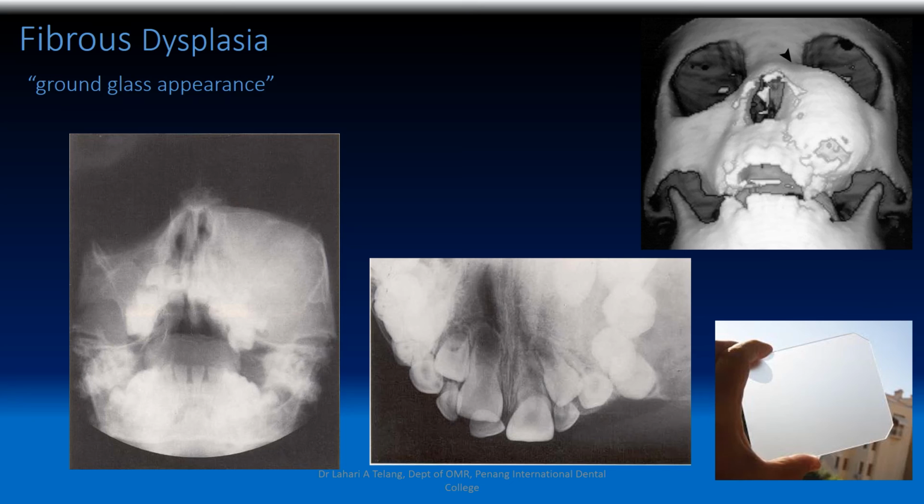Again, another appearance of fibrous dysplasia. This is more like a ground glass appearance involving the entire maxillary sinus and maxilla. On the CT scan, it also shows a large radio-opacity, and this is what is called ground glass. That means glass which is not transparent but appears hazy.